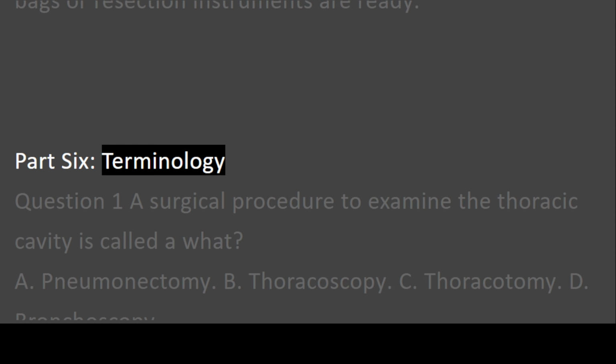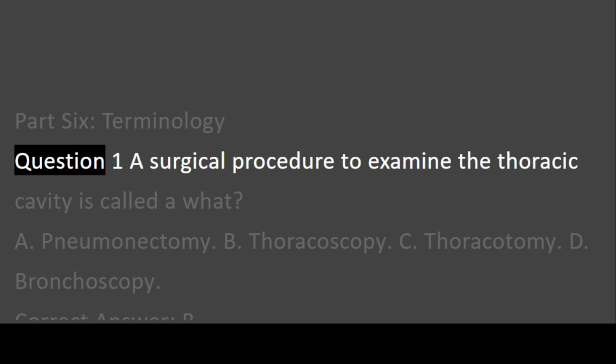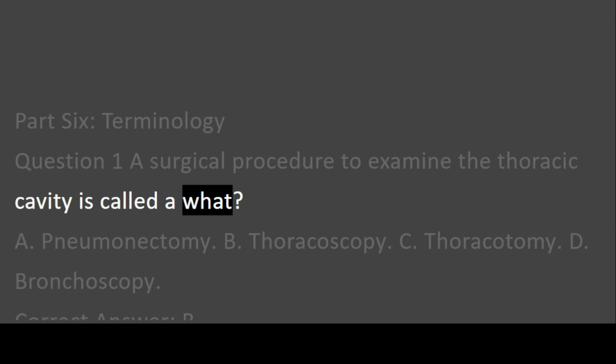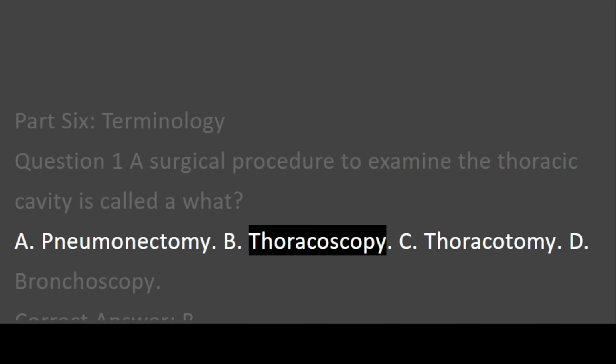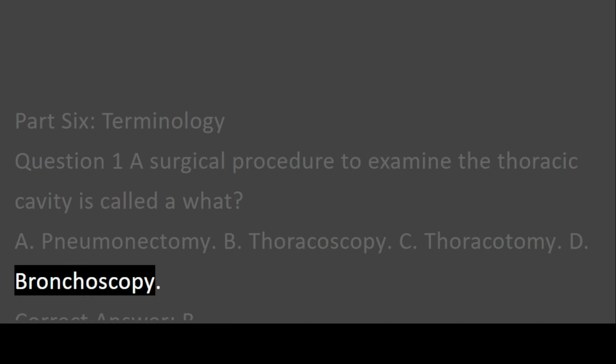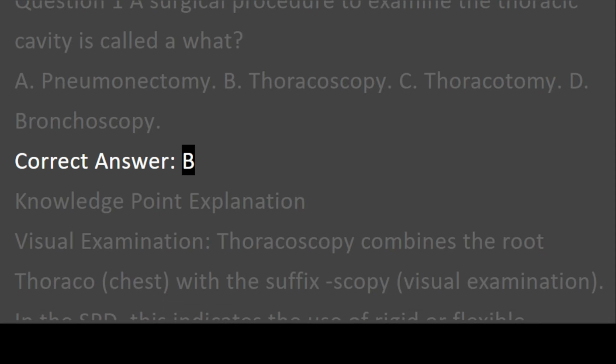Part 6. Terminology. Question 1. A surgical procedure to examine the thoracic cavity is called a what? A. Pneumonectomy. B. Thoracoscopy. C. Thoracotomy. D. A bronchoscopy. Correct answer, B.